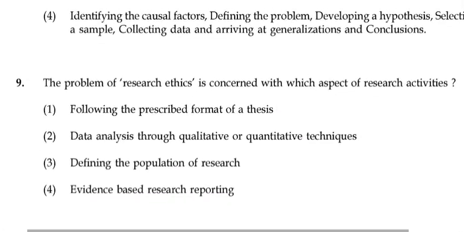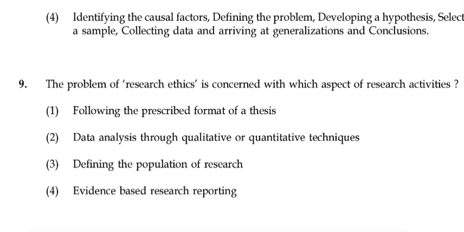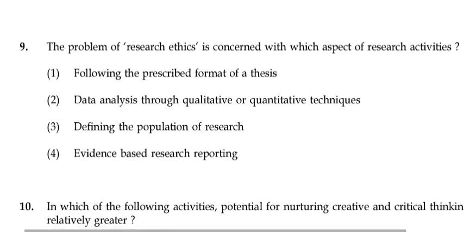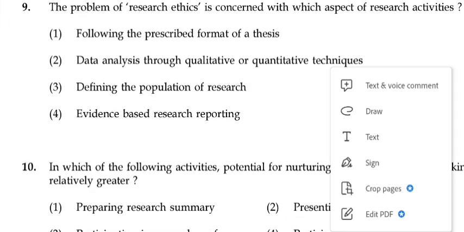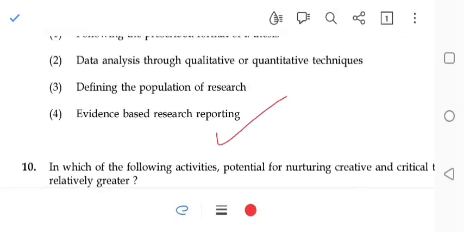Number 9 says the problem of research ethics is concerned with which aspect of research activities? Following the prescribed format of a thesis, data analysis through qualitative or quantitative techniques, defining the population of research, evidence-based research reporting. So number 9, evidence-based research reporting, it will be correct.